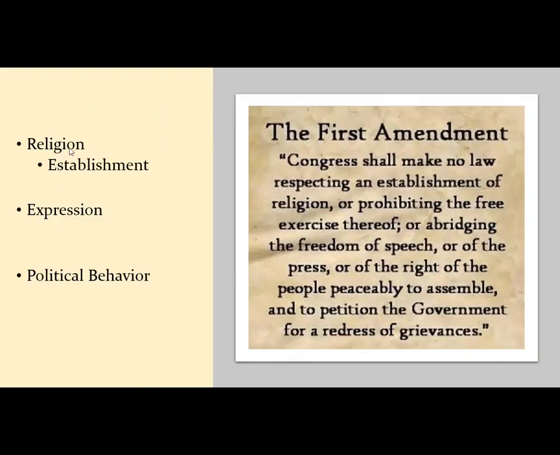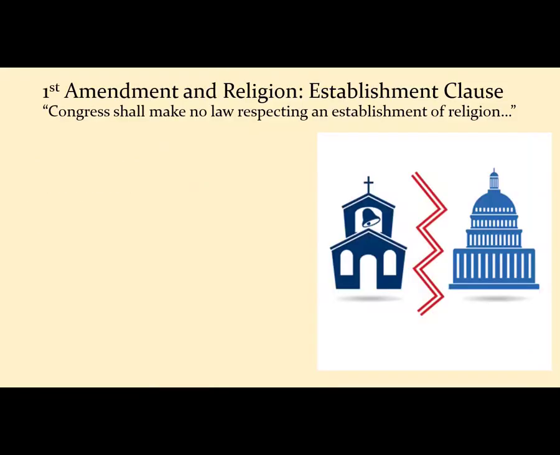So as far as religious liberties go, we have an establishment clause and a free exercise clause, those first 2. As far as expressive rights go, we have the freedom of speech and the freedom of press. And with political behavior, we have the right to assemble and the right to petition our government for a redress of grievances. So I'm going to now move into those 6 liberties. We'll look first at the Establishment Clause. The Establishment Clause reads, "Congress shall make no law respecting an establishment of religion."